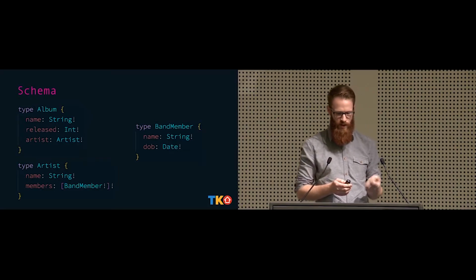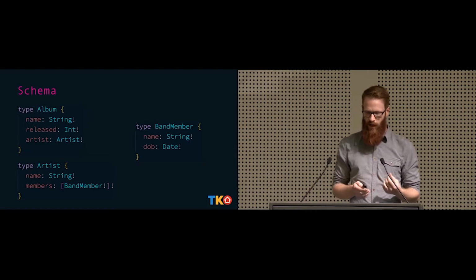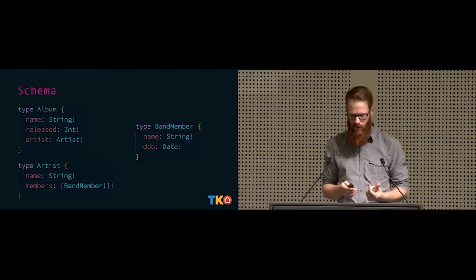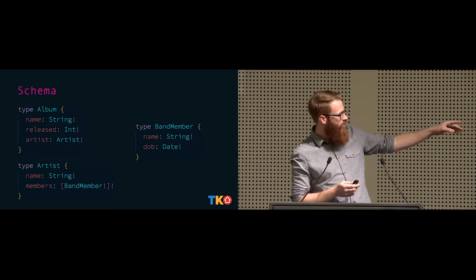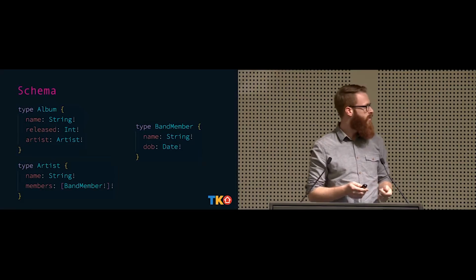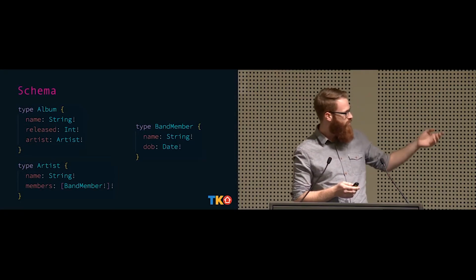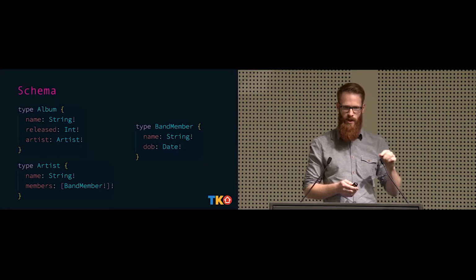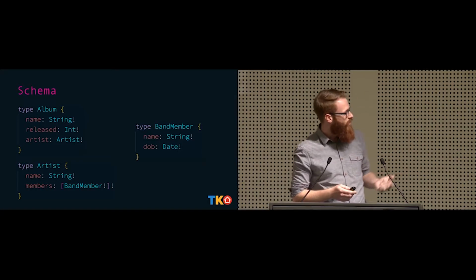So in our example here, we have three types. The album, which has name and release, which are just primitive values. But it also has an artist, which is another complex type that we've defined. And an artist has a name and some members. And the square brackets that you see here around band member denotes an array. The bang or the exclamation mark means non-nullable. So this band member array is actually a non-nullable array with non-nullable items in it. And then we have a band member, which is just a string and a date.